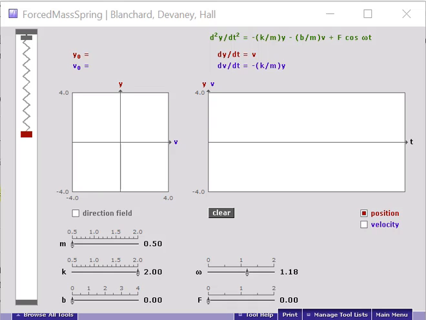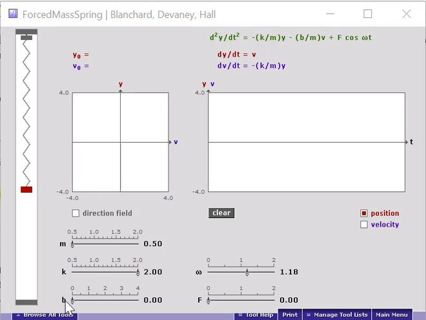All right, so we're going to look at a forced mass spring. First of all, I just want to explain the mass spring. The M would be the mass that's attached to the spring. That's the little red piece here. The spring is here and it's attached up at the top. K is the spring constant and B is the damping coefficient.